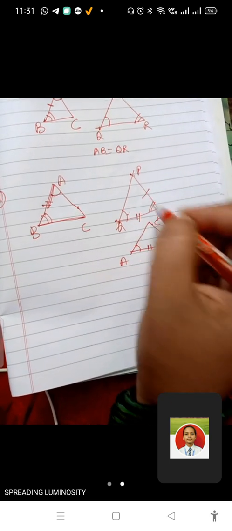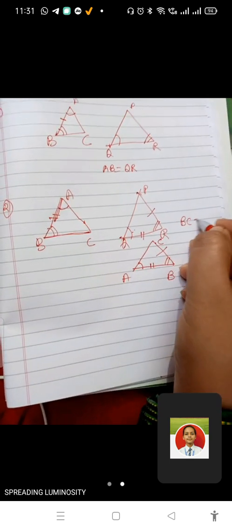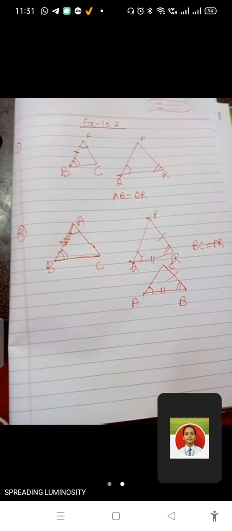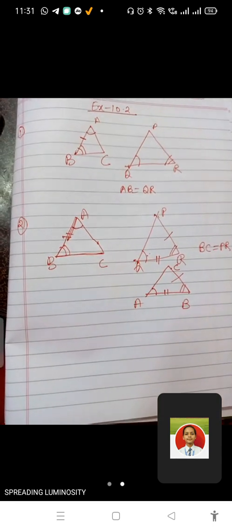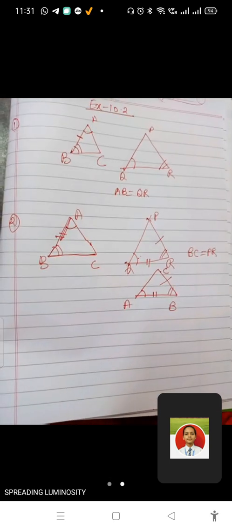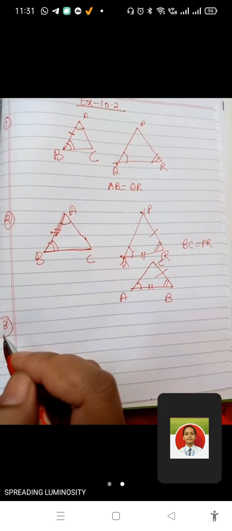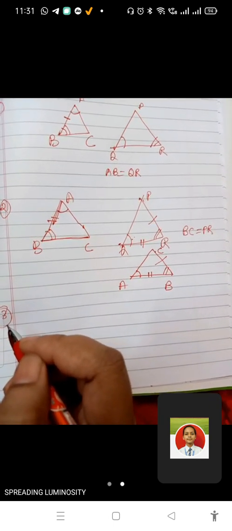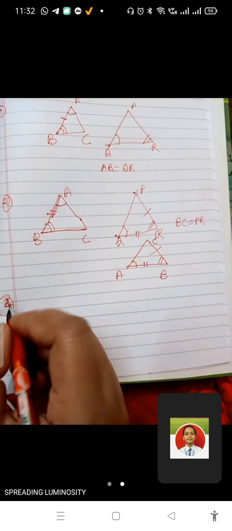A and Q are equal. B and R are equal. Their sides are equal. So BC should be equal to PR. BC should be equal to PR to make them congruent. Okay, is it clear? Third is also the same as first and second. Now I am going to explain the fourth one.